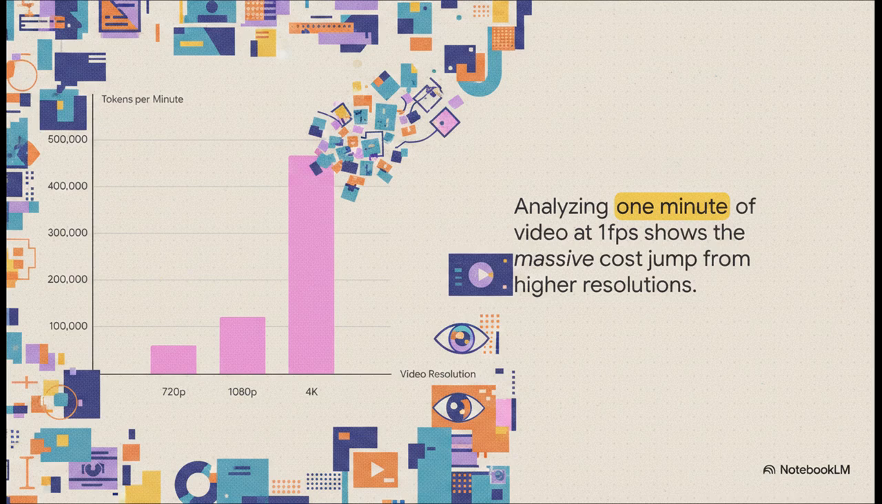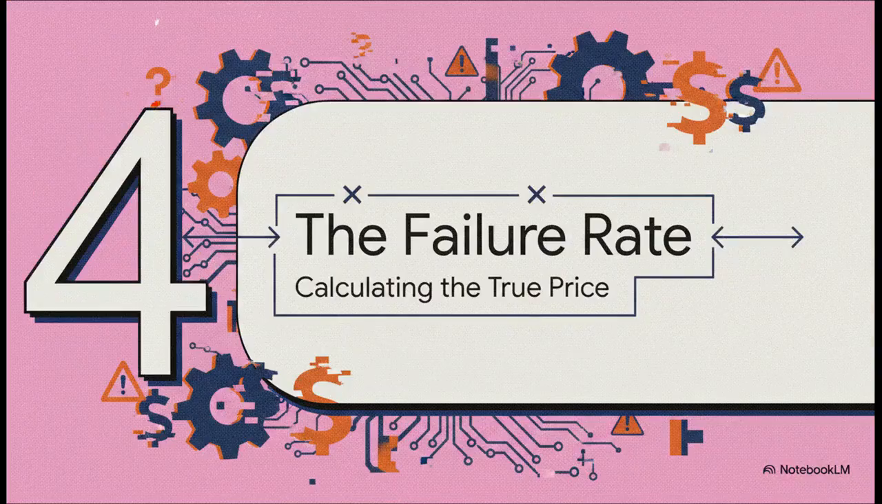That is nearly 7 times more expensive than analyzing that same minute in 720p. So yeah, your choice of input resolution has a huge impact on your final bill. So now we understand the mechanics of it all, let's talk real numbers. We'll start with the baseline cost, but then I'm going to reveal the single biggest hidden multiplier in this entire process. This is the one that catches everyone by surprise.